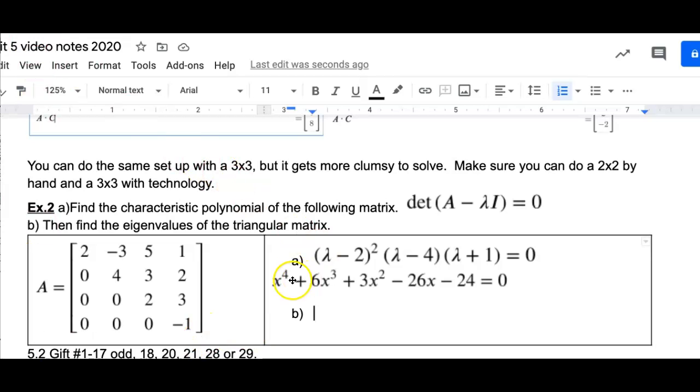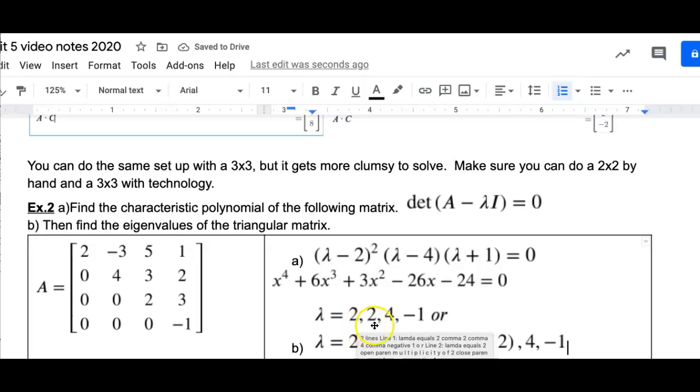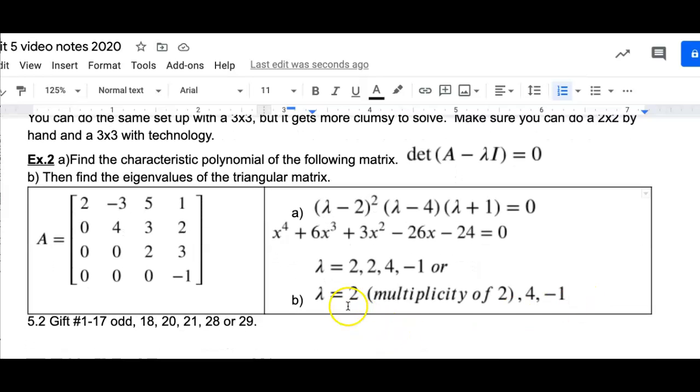So here's the expansion. So this is the polynomial that you need. If you wanted to do that by hand, go ahead. Otherwise, I use technology for that. And then for part B, what are the eigenvalues? The eigenvalues then would be 2, 2, 4, negative 1. Should I list this twice? And the answer is kind of yes, you should. Or you could say that lambda is equal to 2 with a multiplicity of 2, like we did with zeros back in your algebra days. And then we also have 4 and negative 1. So either one of these ways would work.